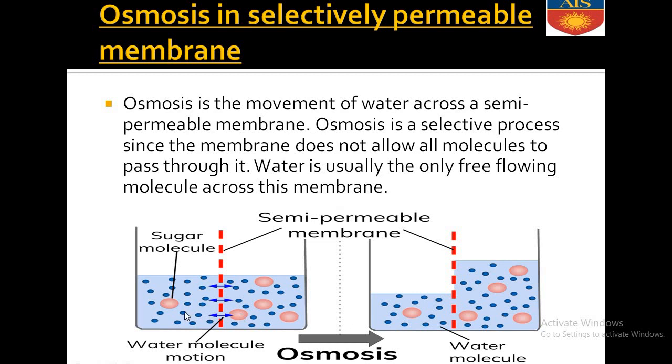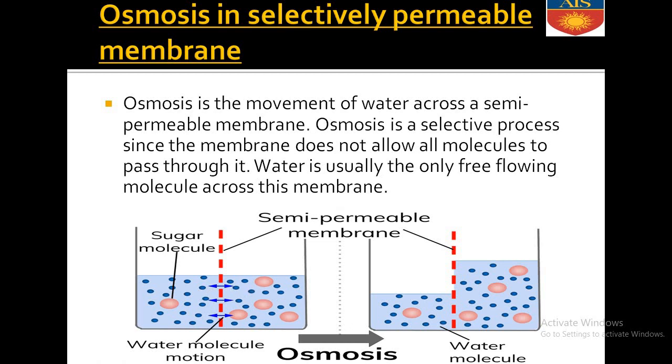Clear? Now you see these are the water molecules, which are the solvent, and this is the solute. This red dotted line is the semi-permeable membrane. Semi-permeable membrane means it allows only selective molecules to pass through. You see that from this side the water molecules have passed over here, so the water concentration has increased on this side. Why? Because it has flowed from the region of its higher concentration to the region of its lower concentration.